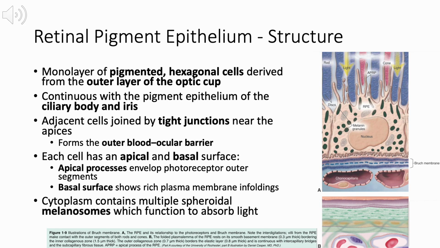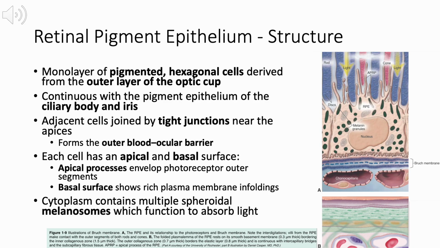Now let's talk about the structure of the retinal pigment epithelium, or RPE. The RPE consists of a monolayer of pigmented hexagonal cells that are derived from the outer layer of the optic cup. This layer is continuous with the pigment epithelium of both the ciliary body and the iris, reflecting their shared embryological origin. Adjacent RPE cells are joined by tight junctions near their apices.